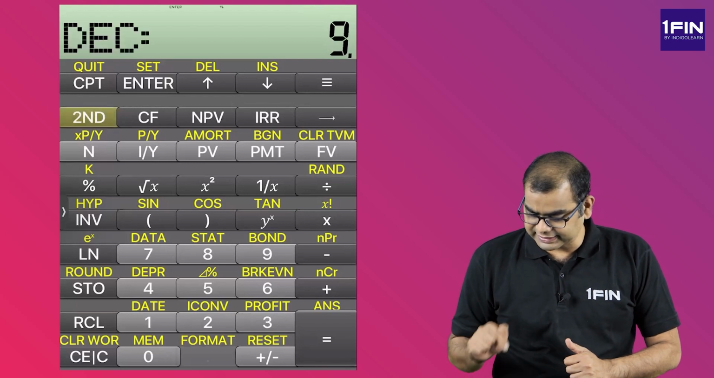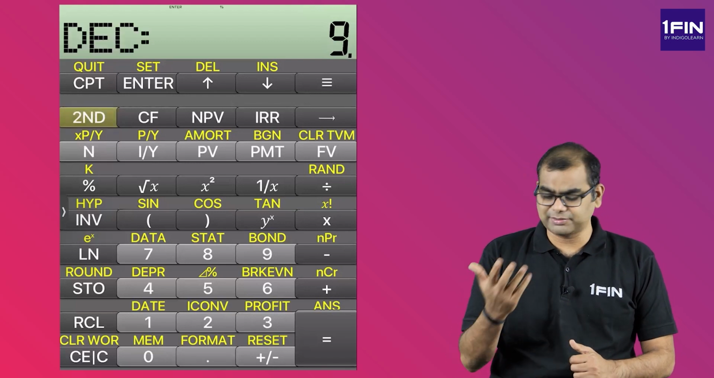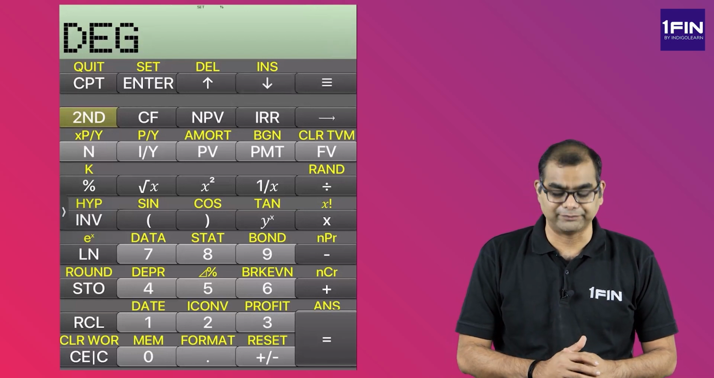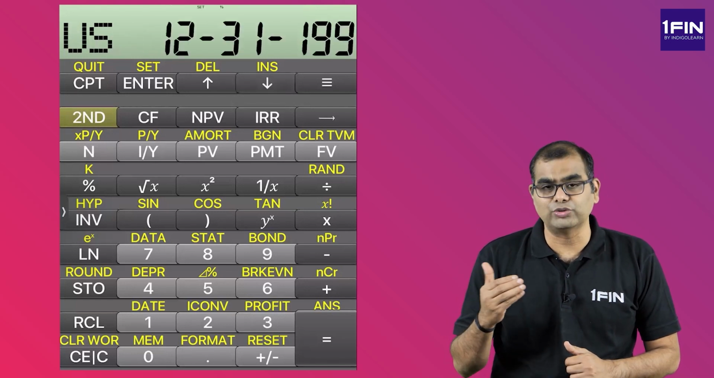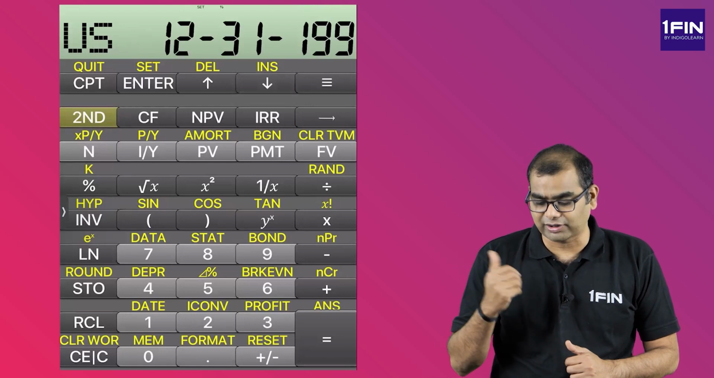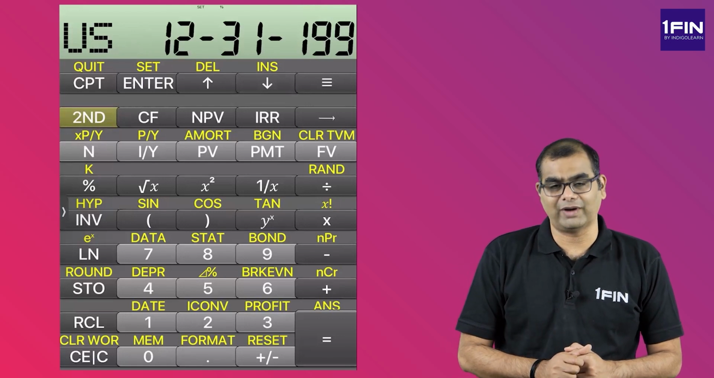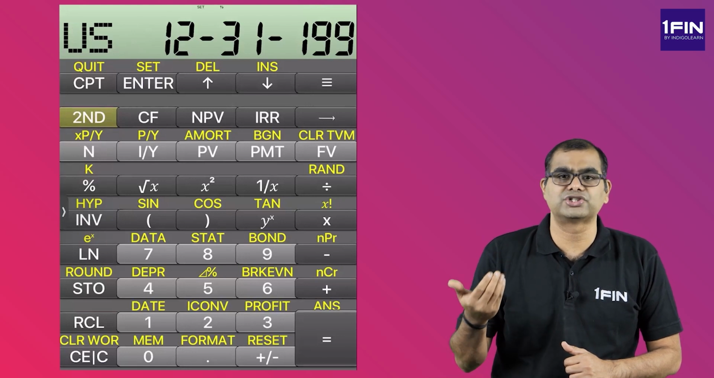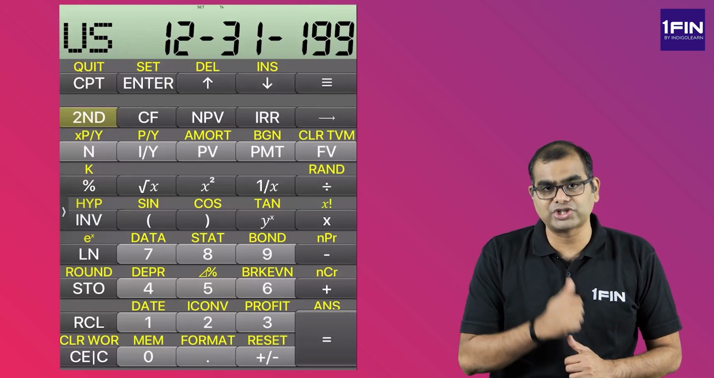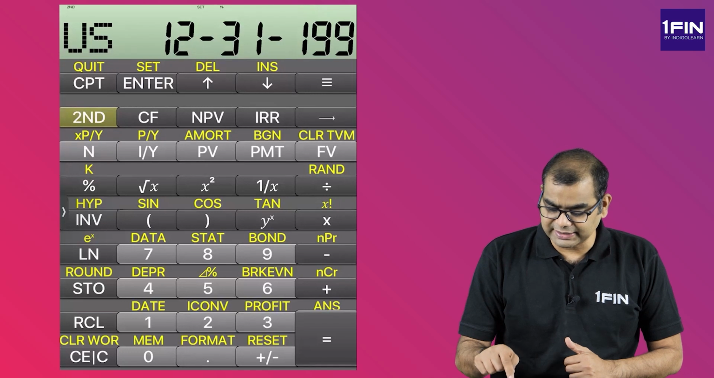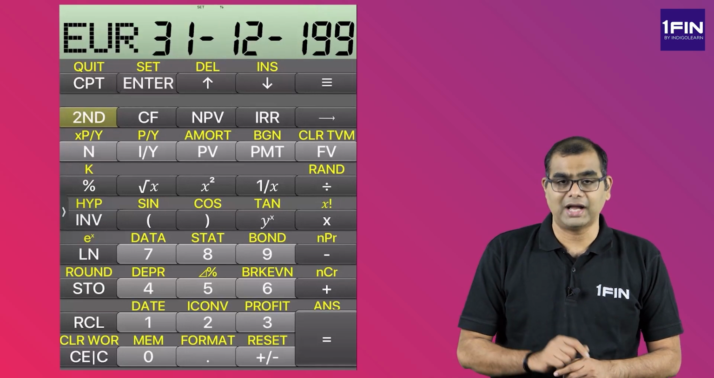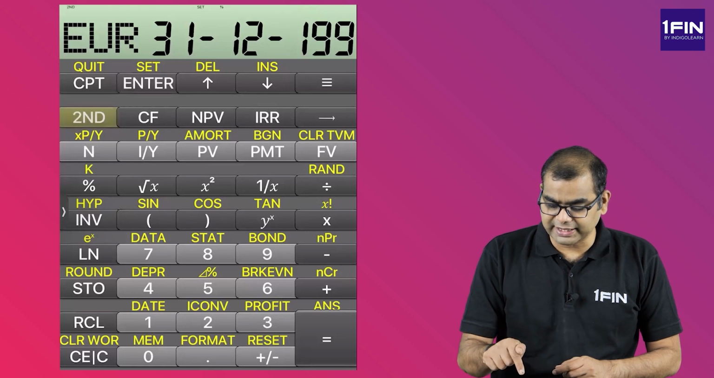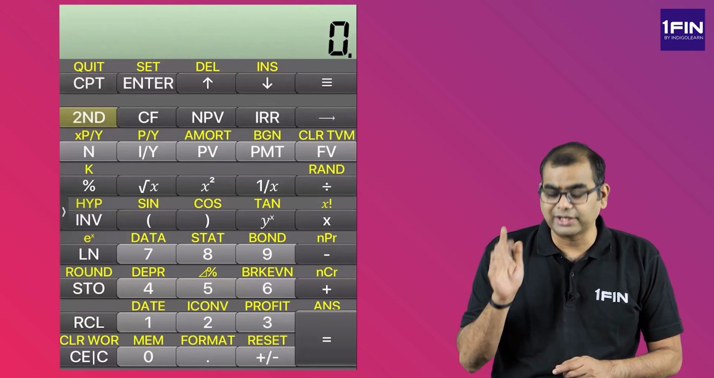You press second and click format. First thing that we see is decimal, and decimal we already know, right? Next, there is something called degree, right? Then there is something called US. This is basically the date format. US is MMDDYY, whereas most of the world, especially people in India, we all use the European convention, which is DDMMYY. How do we change it? You just press second and enter. It changes to euro. After you have changed it, you have to again press enter and then second and CPT or quit. Then you come back to this.